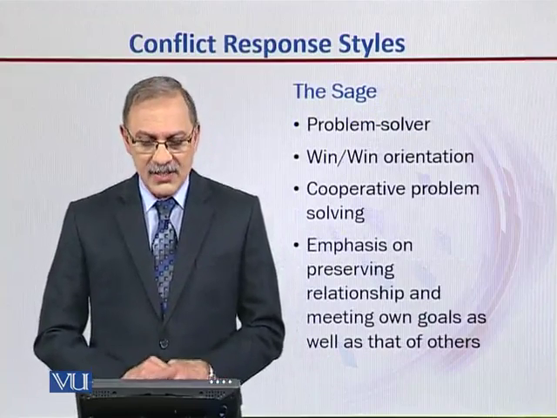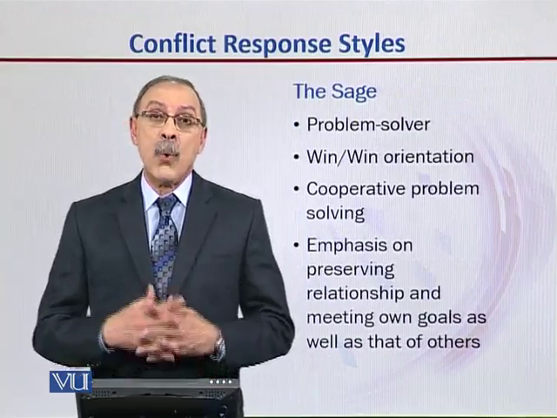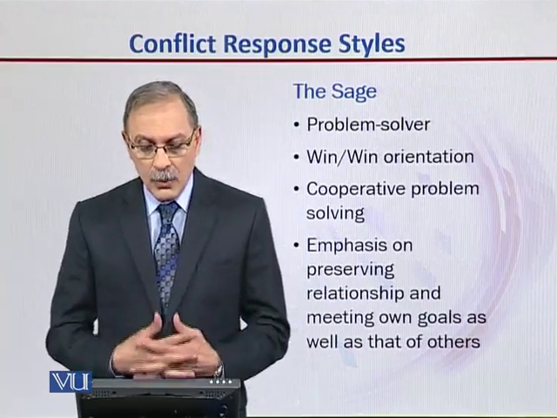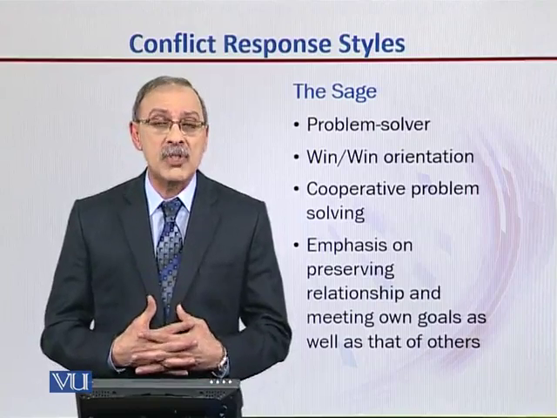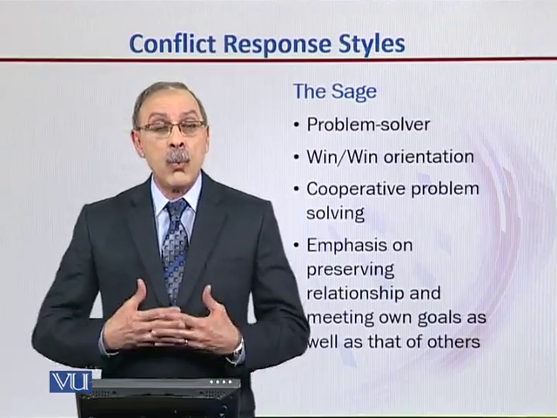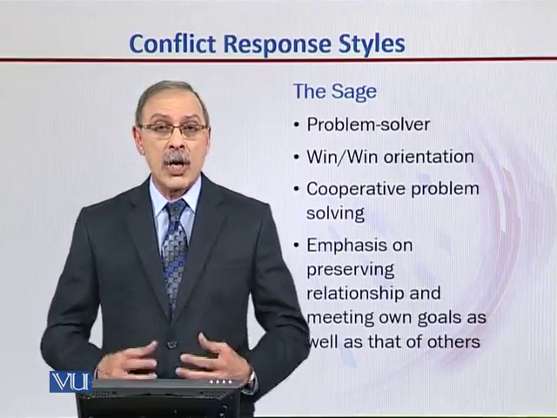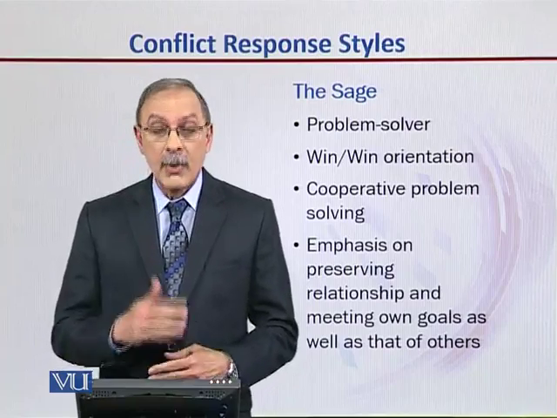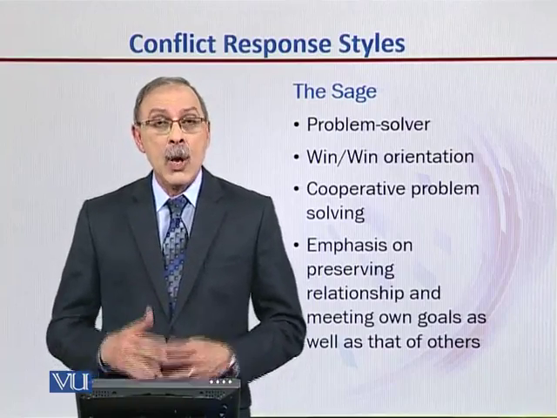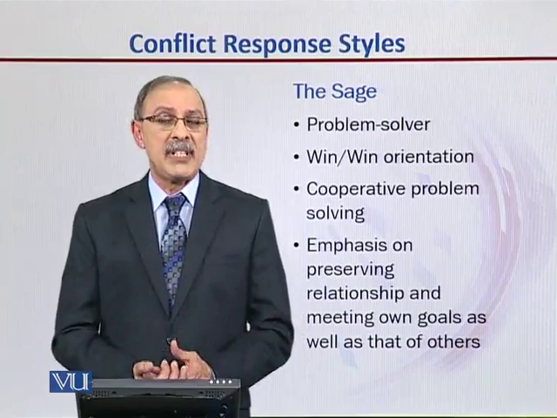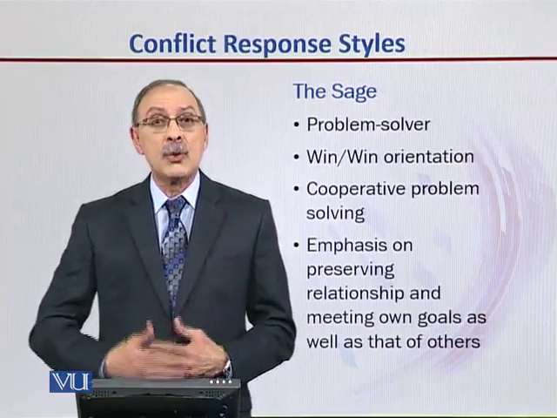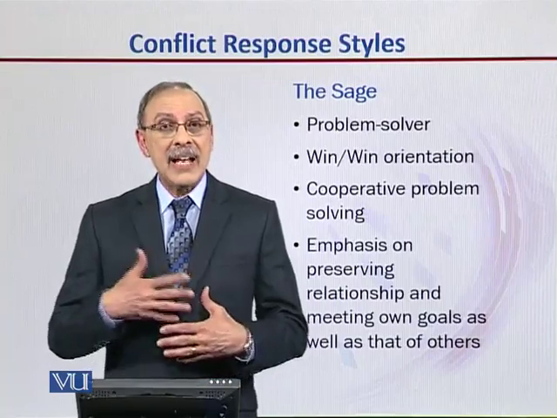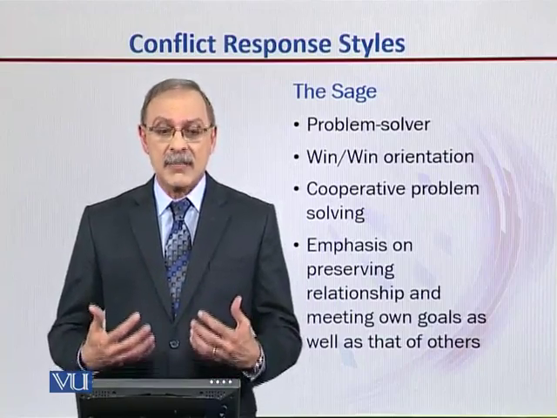The first one is the sage. This is the wise man. A sage has wisdom, and so this individual is the problem solver. This individual wants the problem solved, resolved, done away with. This individual looks at it from a win-win orientation. Both parties involved should be successful. Both parties should mutually agree, negotiate, compromise, and come across to a positive solution.